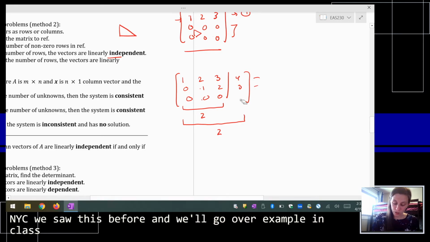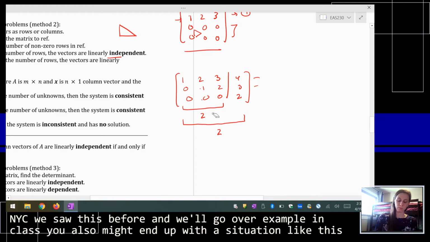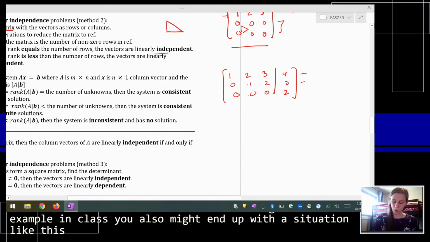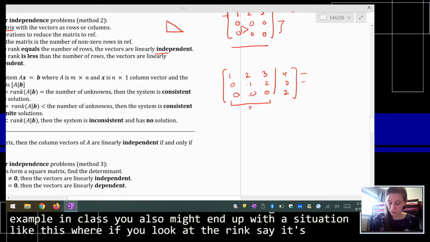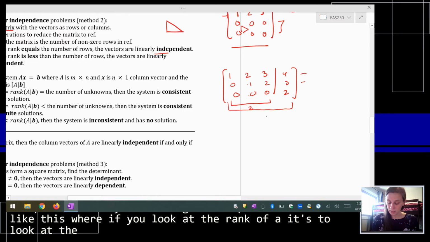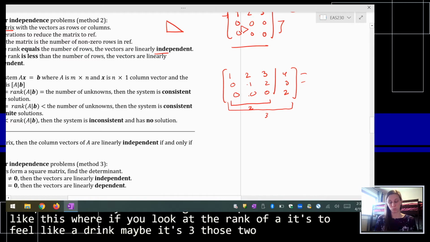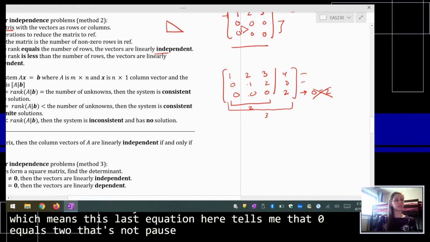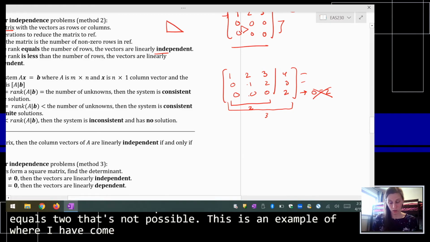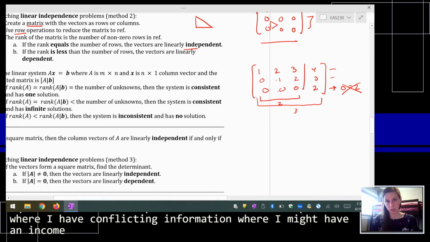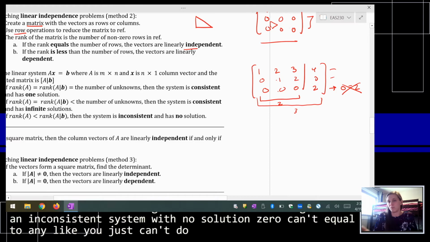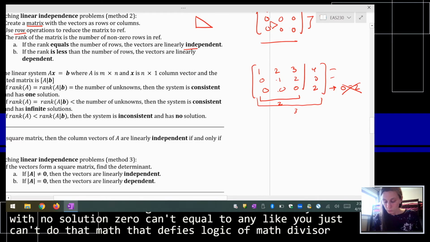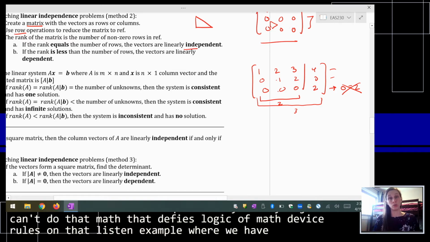You also might end up with a situation like this, where if you look at the rank of A, it's 2. If you look at the rank of AB, it's 3. Those 2 aren't the same, which means this last equation here tells me that 0 equals 2. That's not possible. So this is an example where I have conflicting information, an inconsistent system with no solution. 0 can't equal 2. You just can't do that. It defies the rules of math. So this is an example where we have 0 solutions.